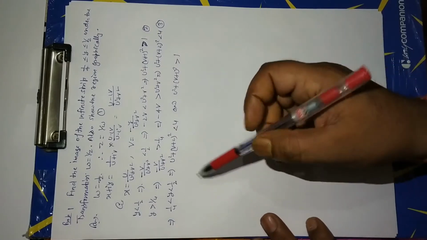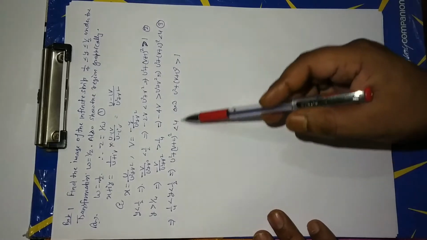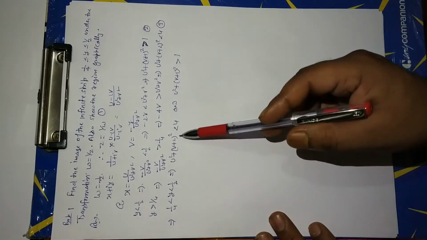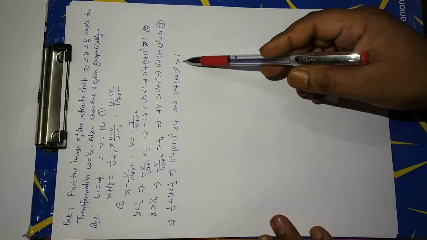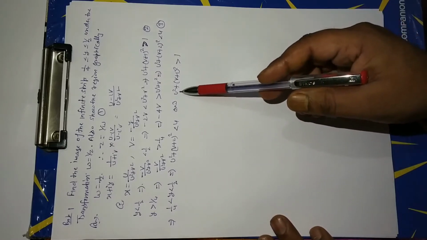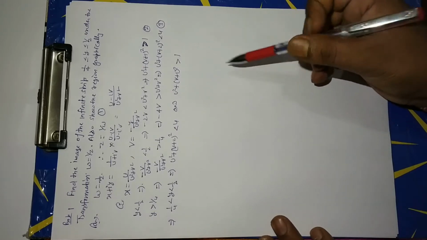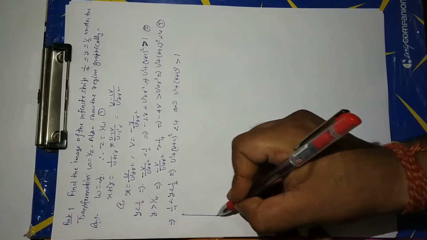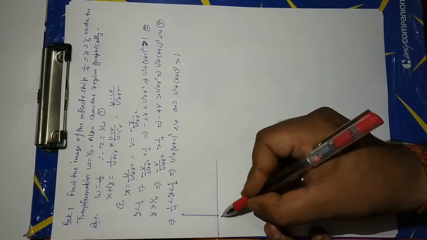This shows that this is the interior of the circle whose center is 0, minus 2 and radius 2. This is the exterior of the circle whose center is 0, minus 1 and radius 1. Now we can draw the position with the help of the graph.